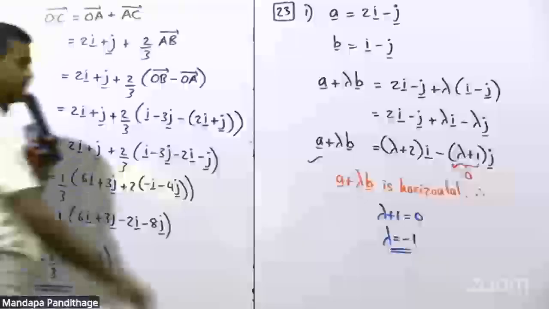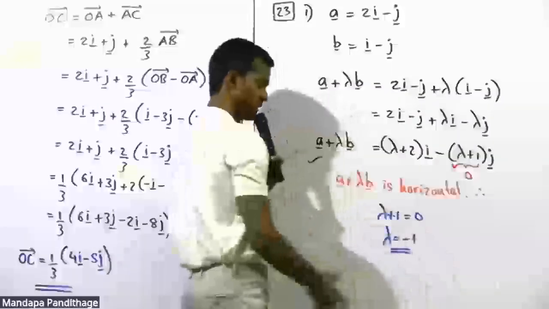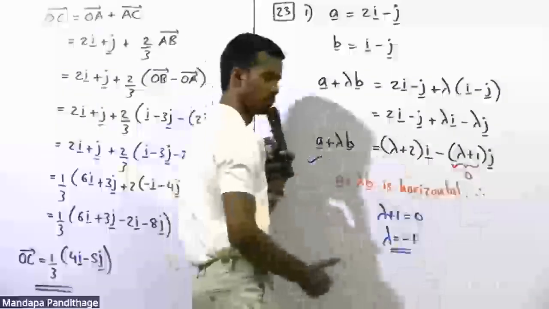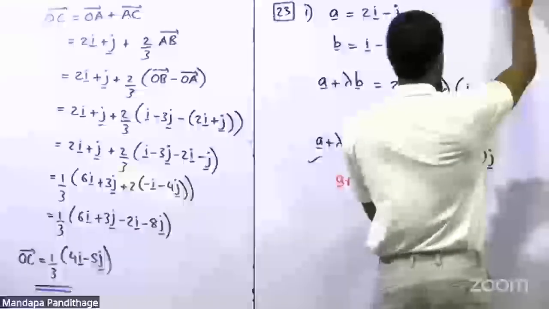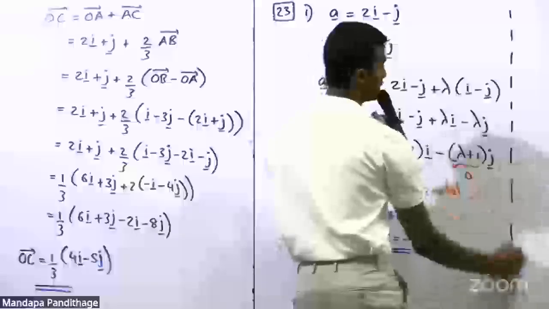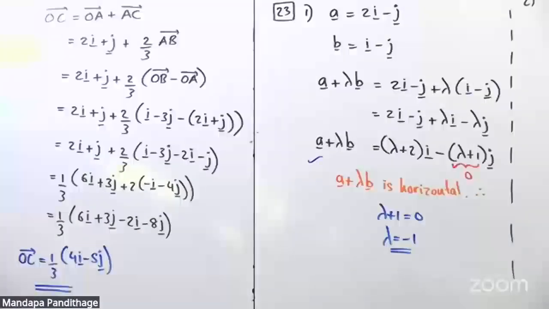Okay, then that means this one should be 0. Make this 0 and get lambda equals minus 1, and do similarly the second one, question number 23. The same way, do the next one, that mu a plus b is a vertical vector.